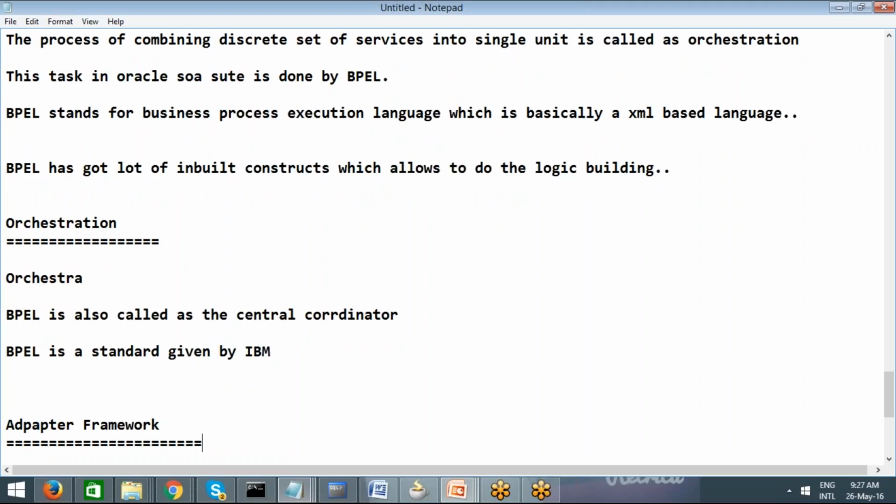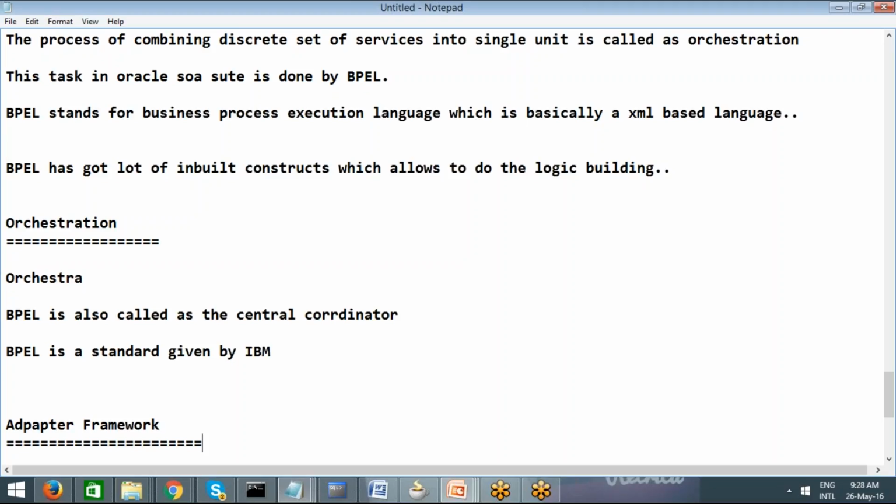This adapter framework allows non-service oriented systems to expose themselves as service oriented systems. The reason being, SOA cannot work with anything which is non-service oriented, so everything has to be converted into a service oriented manner. There are a lot of systems which have out-of-the-box functionality to project themselves as a web service. If that is not available, if that is not possible, then we have the adapter framework which allows us to do that.